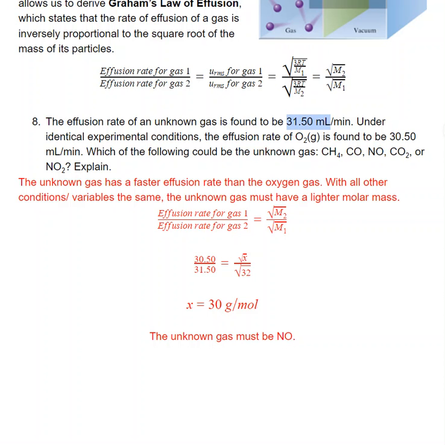If I do my math here, I'm solving for the mass of my unknown gas. So 31.50 is on the bottom here and X is on top here. With a little bit of arrangement and manipulation, do the division, do the square to cancel out the square root, and we get that X is 30 grams per mole, which is the molar mass of nitrogen monoxide.